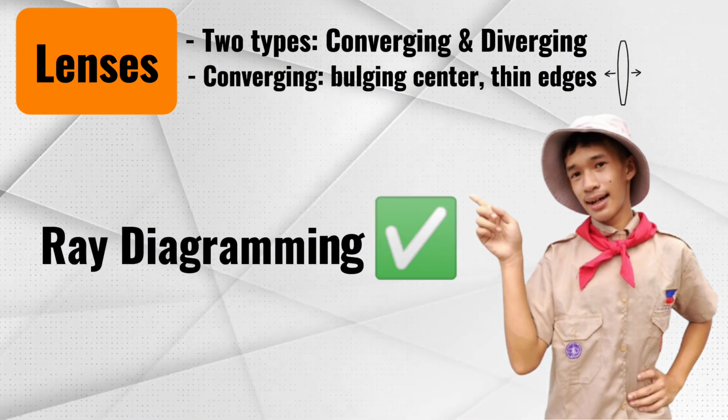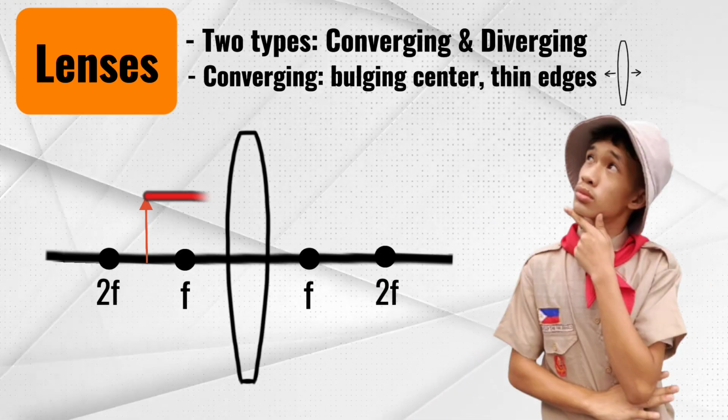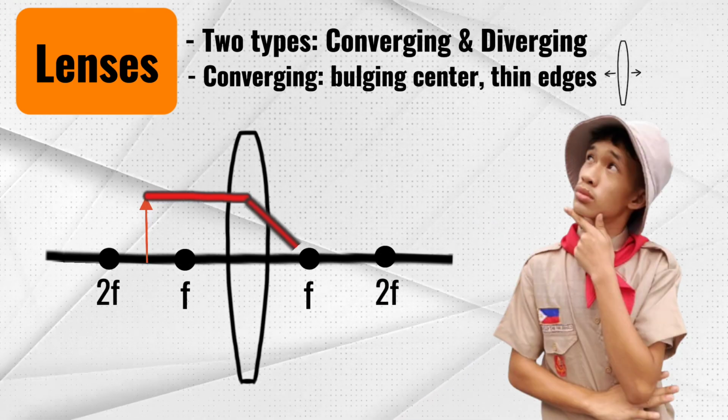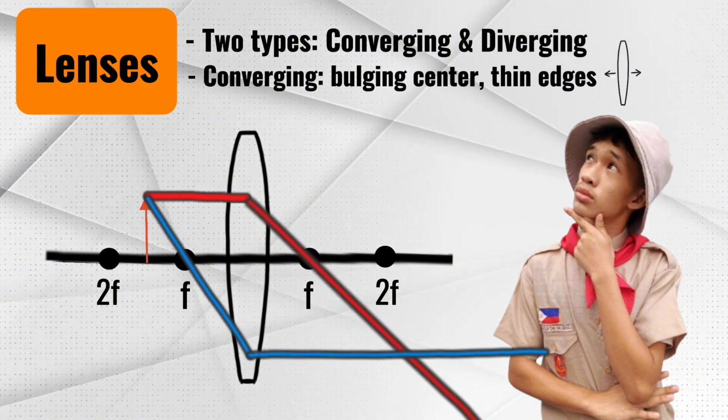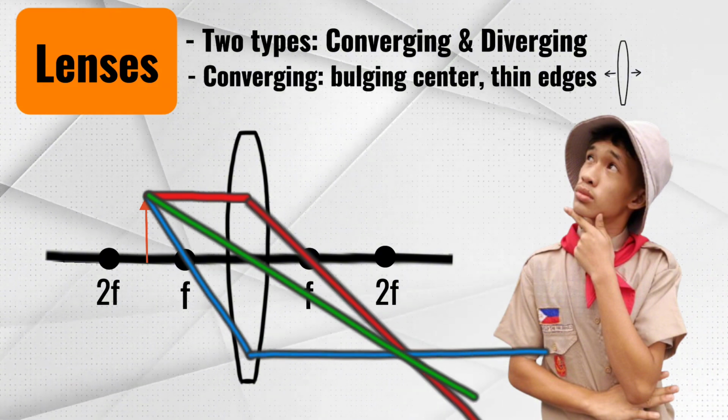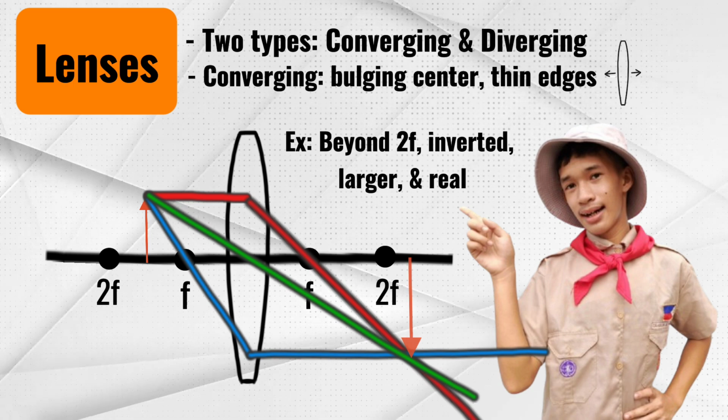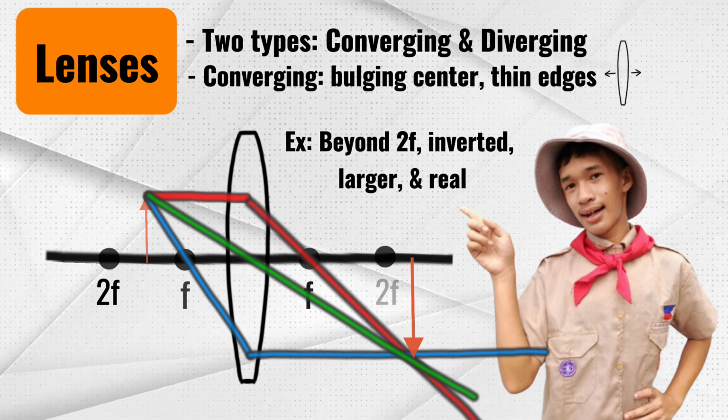Ray diagramming can still be applied to converging lenses. First, the principal ray is drawn, which is parallel to the principal axis and then directed towards the focus. Next, the focal ray passes through the focus and then becomes parallel to the principal axis. Lastly, the central ray pierces to the center without reflection. In this example, the image form is beyond 2F, inverted, larger, and real.